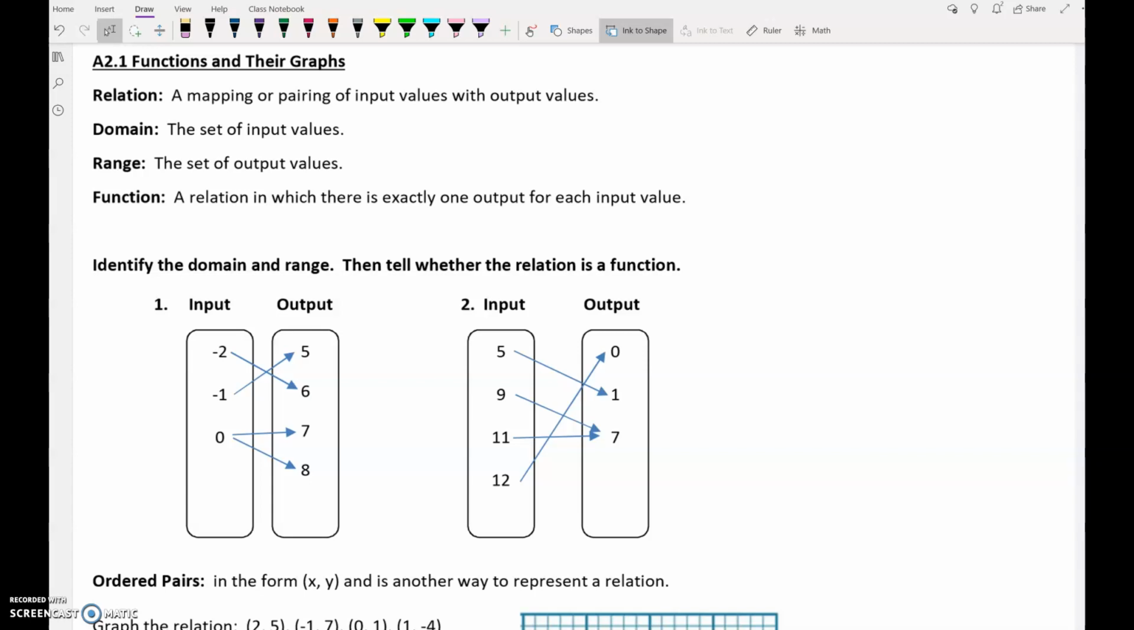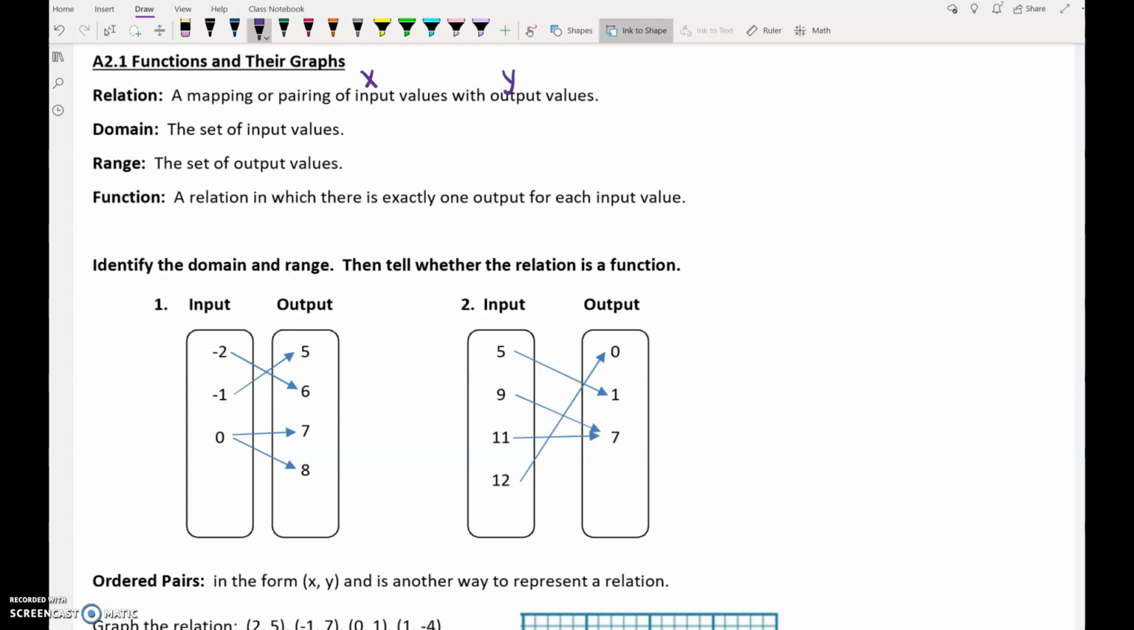A relation is any mapping or pairing of input values with output values. Remember, input values are the x's, output values are the y's. So if I give you a mapping diagram like down here in number 1 and 2, that's input x's and output y's, and then it links the points together.